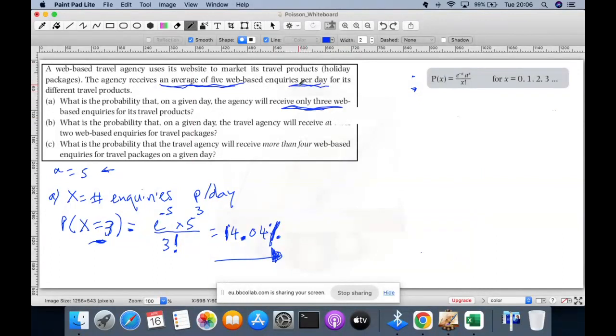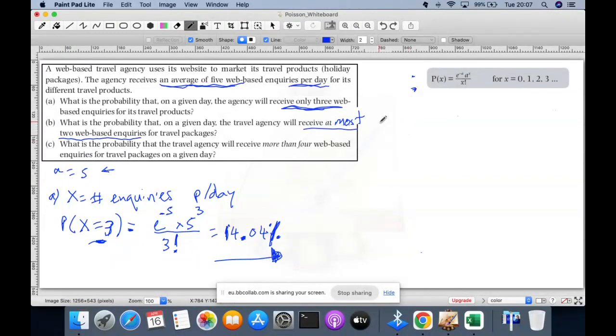I think it was at most. Okay, it was at most. So just take my word for it, that it was at most 2 web-based inquiries for travel packages. Okay, so they're asking us will receive at most 2 web-based inquiries.